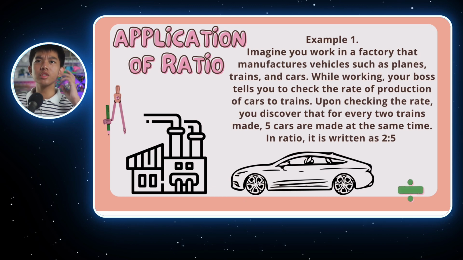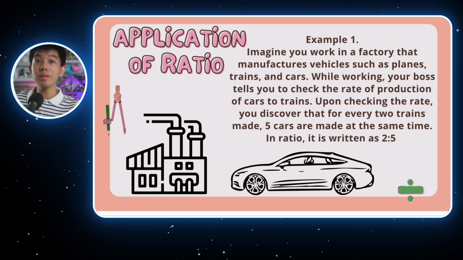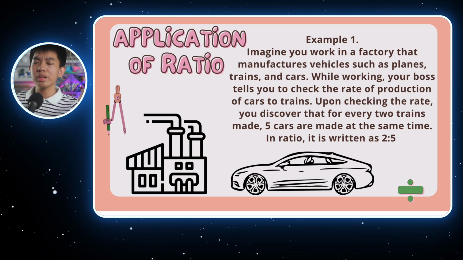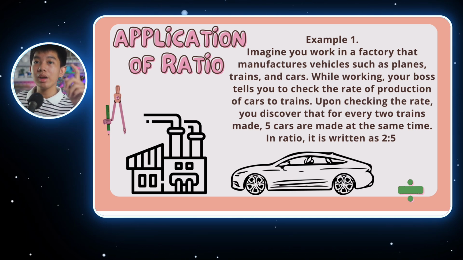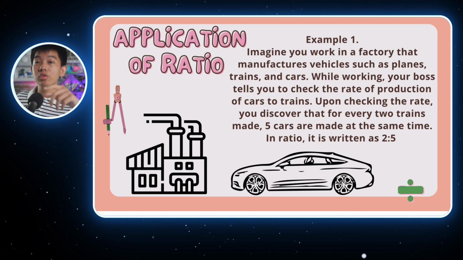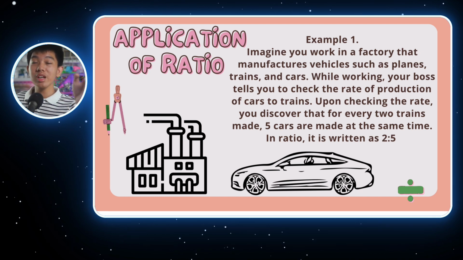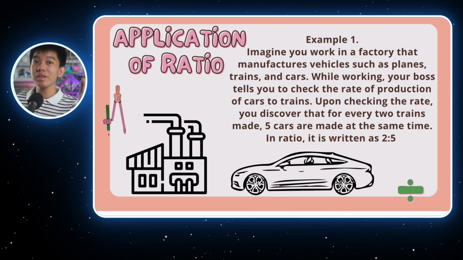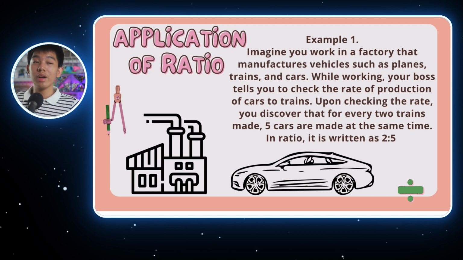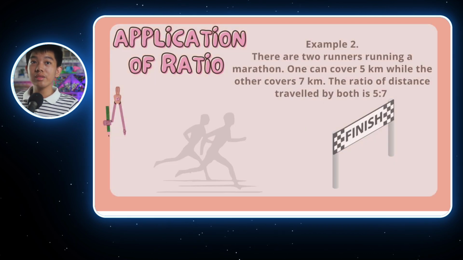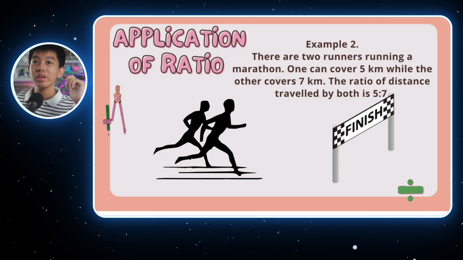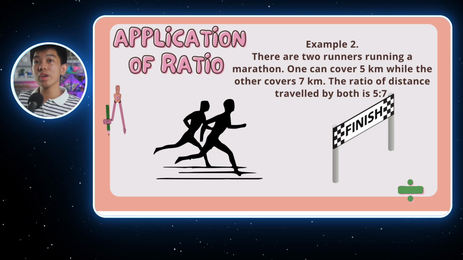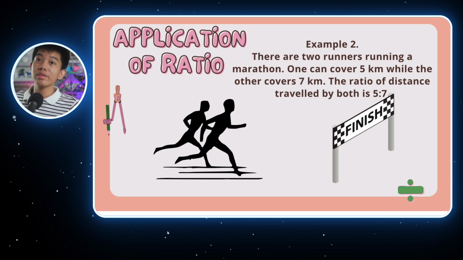Now, how do we apply ratio in real life? Well, let's say, for example, you were working at a factory that made automobiles, and your boss one day told you to check how many trains were being made at the same time as cars. When you were checking, you realized, hey, every time two trains are made, 5 cars are made at the same time. In ratio, it's written as 2 to 5. The second one's shorter, as it has 2 men trying to run in a marathon. One can cover 5 kilometers, while the other covers 7. The ratio of distance traveled by both is 5 to 7.